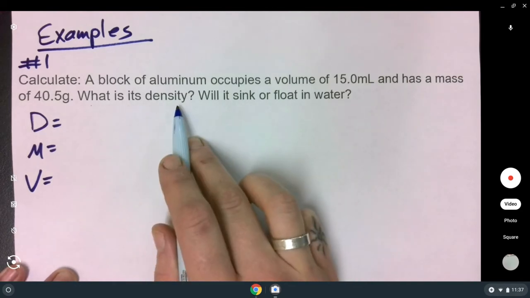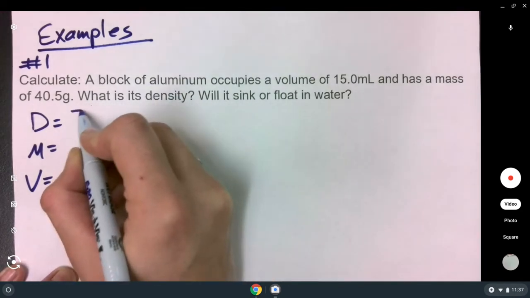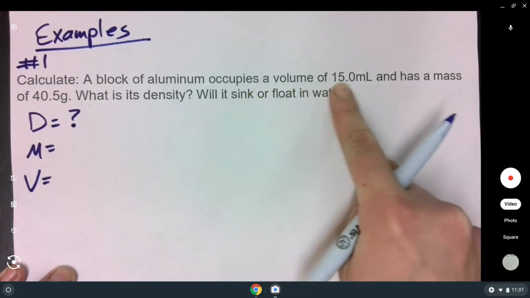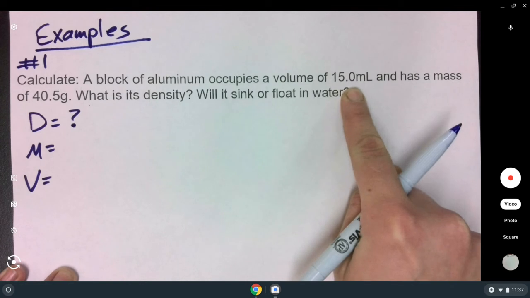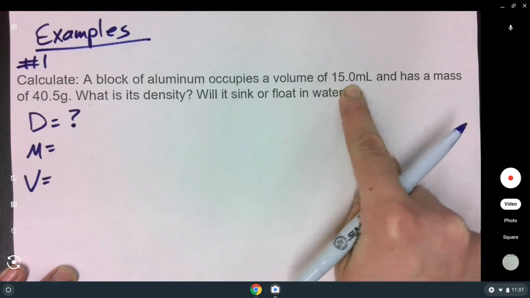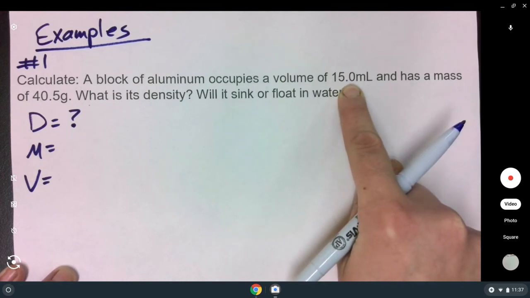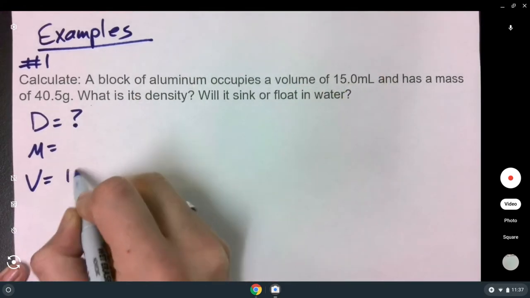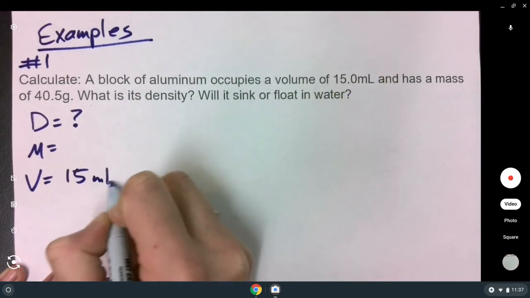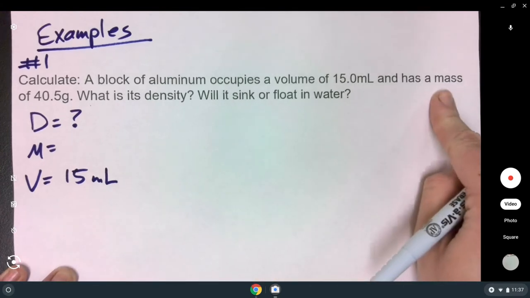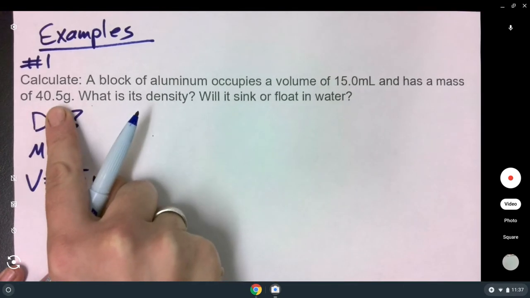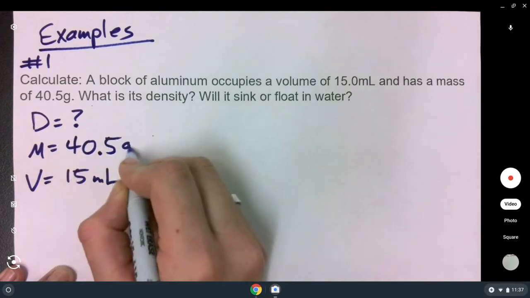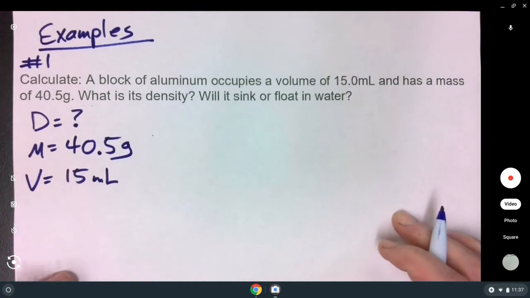So it asks, what is its density? So I'm going to put a question mark there because we don't know the density. But it says we have a volume of 15.0 milliliters. I'm just going to leave off that 0.0 so that I don't have to type that into my calculator. So a volume of 15 milliliters. And then it says we have a mass of 40.5 grams. So there are our variables.